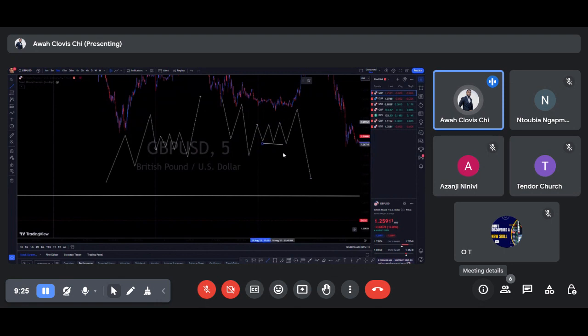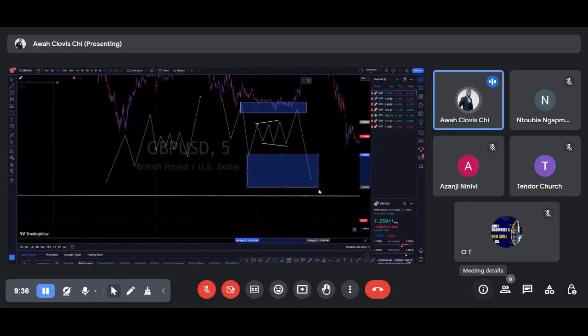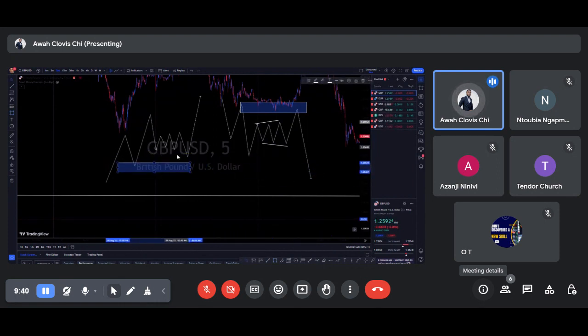So you have your liquidity here, you have your liquidity above it, you have your point of interest here because of the FVG, okay, and then you have your external range liquidity targeting below. The same thing is available here. So this is what the Asian range will do.